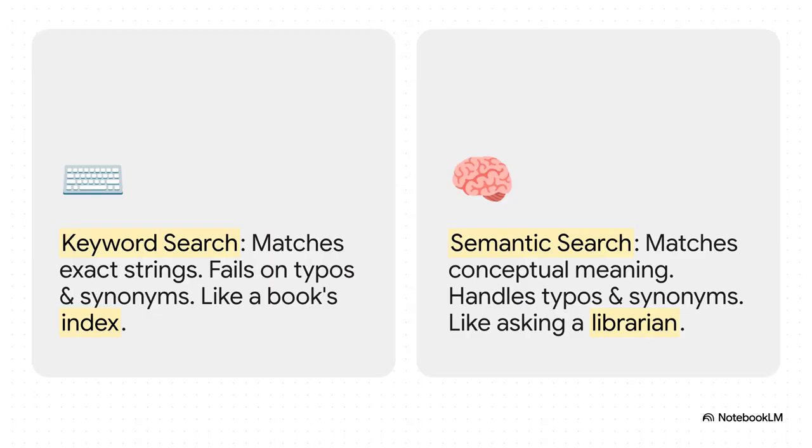And this is a total game changer for how we think about search. We're not doing simple string matching anymore. With semantic search, we're looking for conceptual closeness. We're not asking, does this text contain these exact characters? We're asking, is the idea in this text similar to the idea in my question? The librarian analogy here is perfect. We're not just looking in the index, we're asking an expert who actually understands the books.